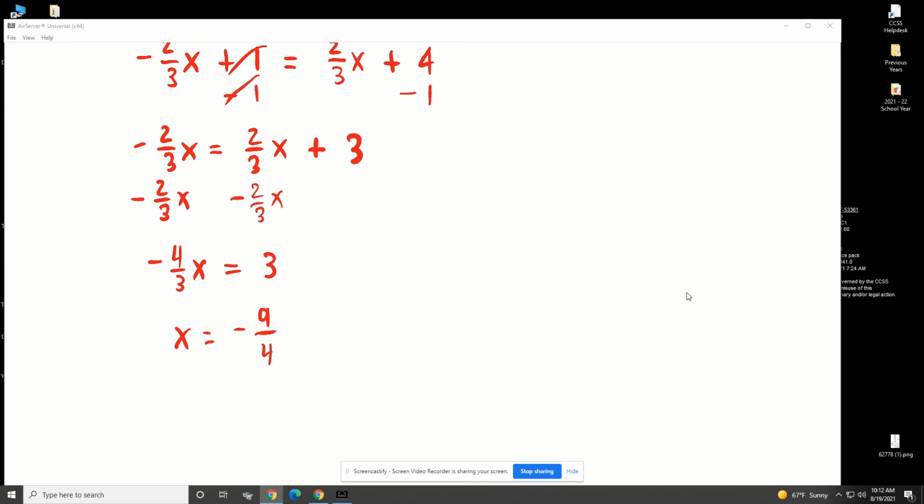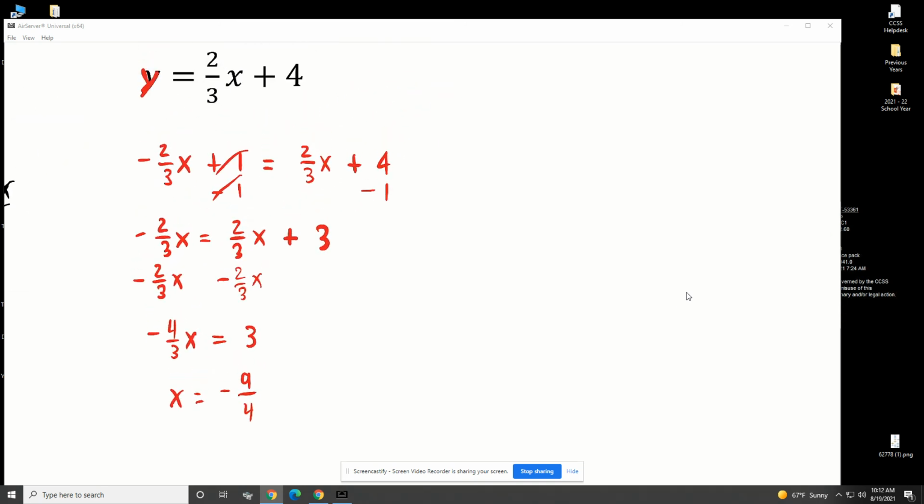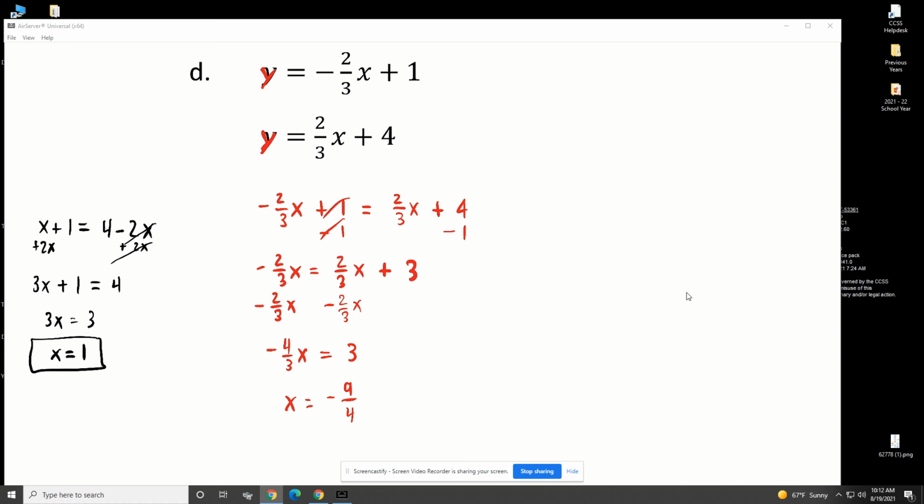Okay, now listen. We need to go plug this back into one of the equations. Which one is your preference? The bottom one? Yeah, the bottom. Either one is going to work fine, and you're just plugging it in. So if I went to the bottom one and went 2 over 3 times negative 9 over 4 plus 4, your calculator is going to do all the tallying for you, which I would encourage you to use rather than doing it in your head, and you're going to get 5 over 2, or 2.5.